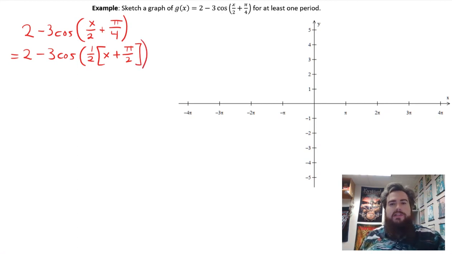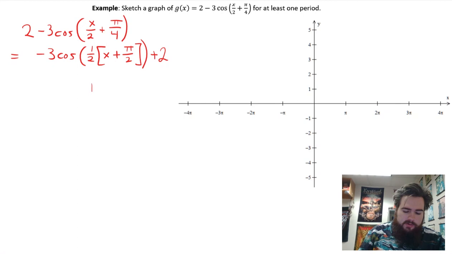If you would like to go one step further for more familiarity, you can also move the constant term of 2 to the end. Some individuals prefer to have this in the same format as most other trig functions of this type and have the constant, the vertical shift, listed at the end.